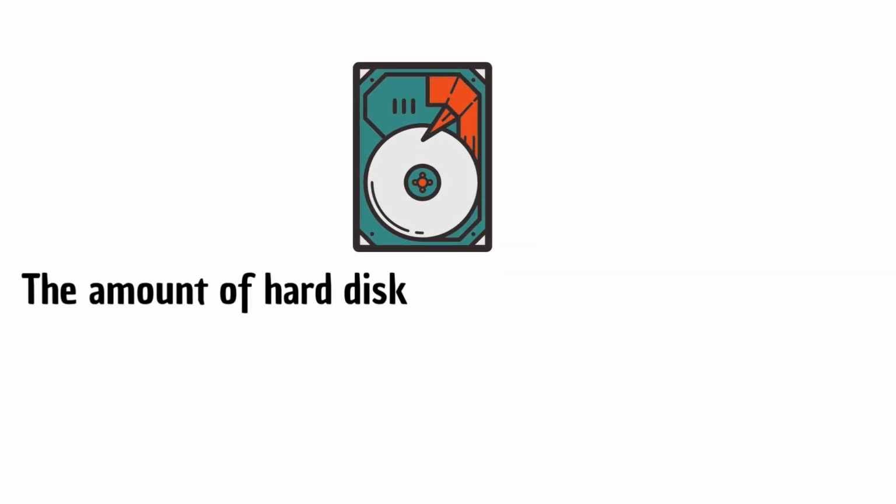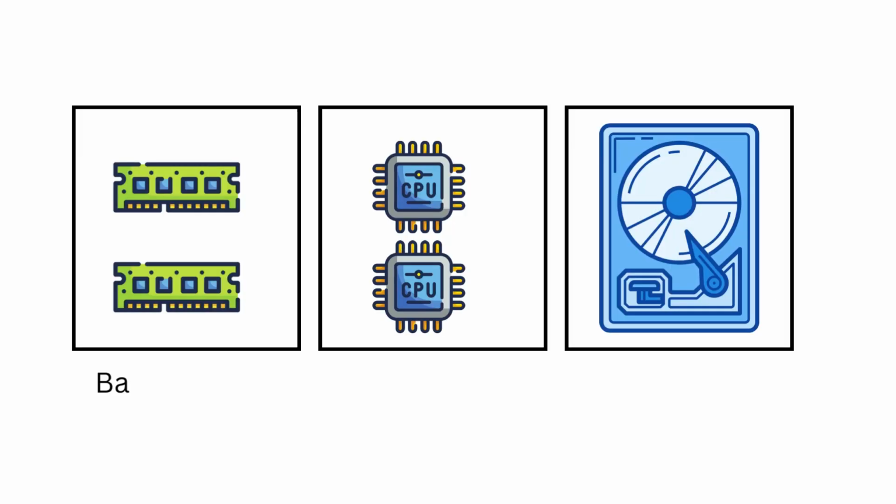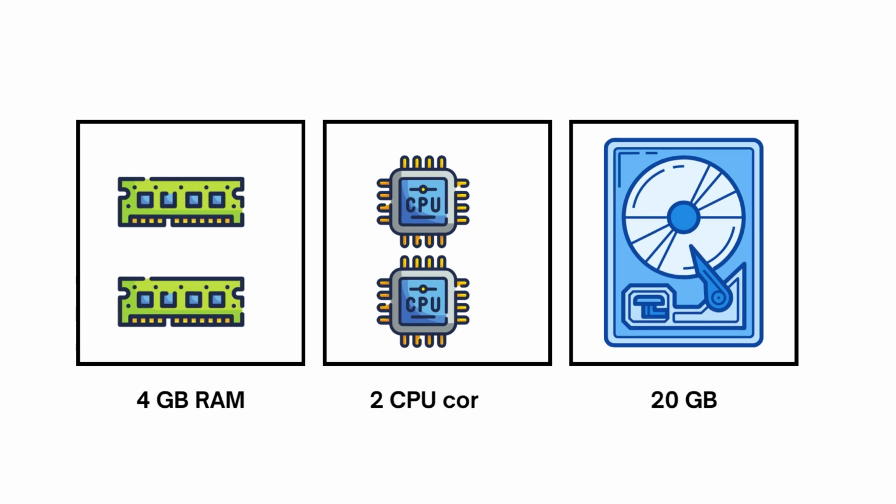Finally, the amount of hard disk space allocated to the virtual machine is important as well. The best values for base memory, processor, and hard disk space for a virtual machine on VirtualBox will depend on your specific requirements, but allocating at least 4 GB of RAM, 2 CPU cores, and 20 GB of hard disk space is a good starting point. Now you're ready to create your own virtual machine using the VirtualBox hypervisor. But before we proceed, let's review some networking options for the virtual machine.